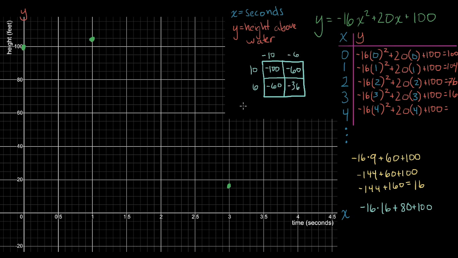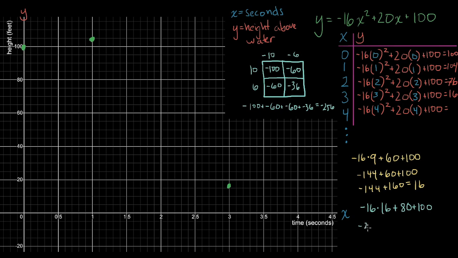So I can add all of these together. That's negative 100 plus negative 60 plus negative 60 plus negative 36. And that's negative 100 plus negative 60, that's negative 160, plus another negative 60 is negative 220. And then we have another negative 36, which works out to negative 256. You could also use a calculator there if you want to.